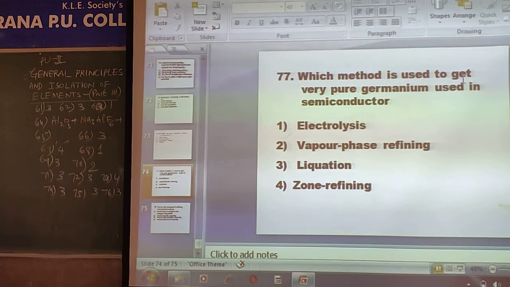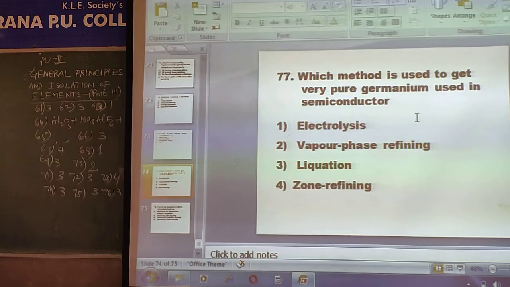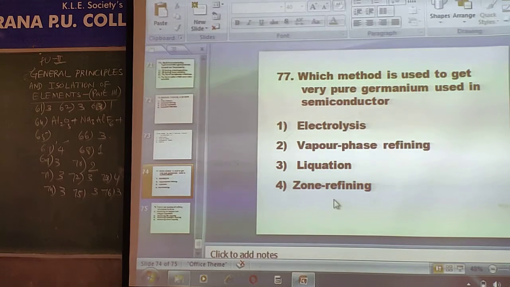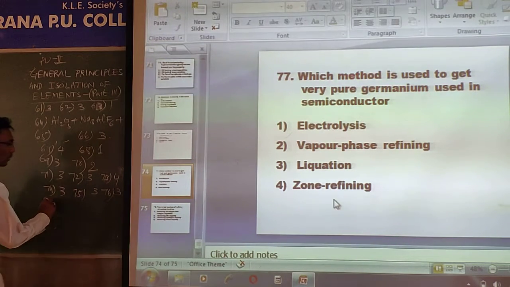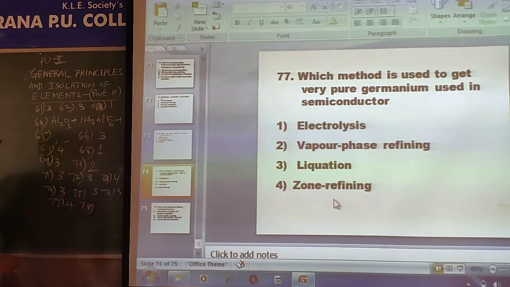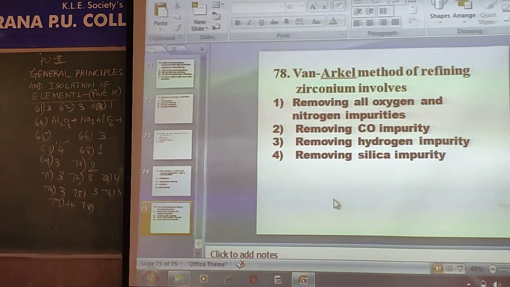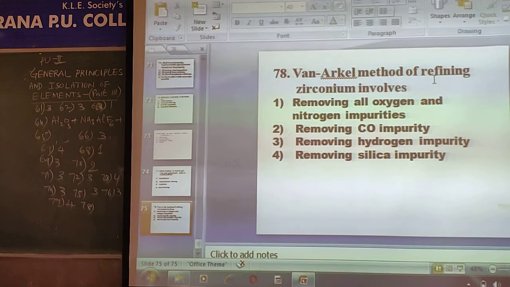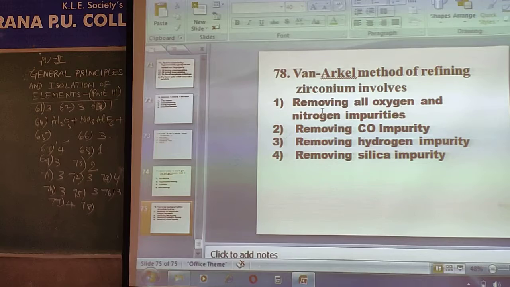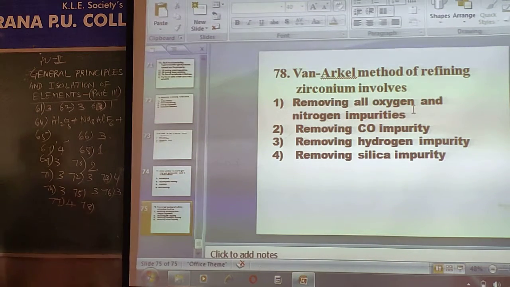Which method is used to get very pure germanium? We have already worked that out, as these semiconductors are prepared by using zone refining. Zone refining, that is direct information. Yes, as this is the last video, the Van Arkel method used for refining zirconium and titanium involves removal of all oxygen and nitrogen impurities, which is the right information, dear students. 78.1. That is the end of the program.